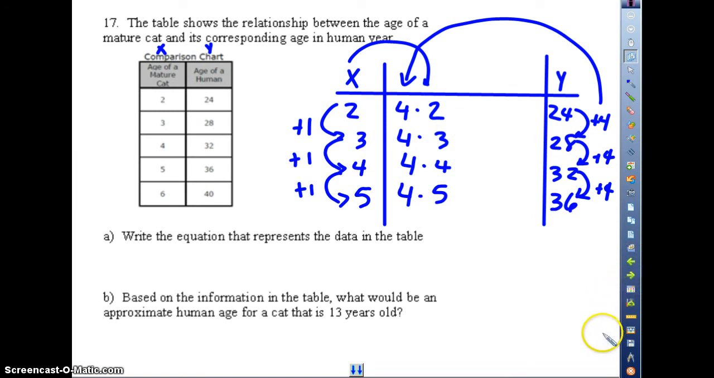You write the equation that represents the data in the table. Then once you've got your equation, it says based on the information in the table, what would be an approximate human age for a cat that's 13 years old? Once you know that, this is your x. Remember, the mature age of the cat is x. You could plug that into your equation. Of course, you could finish filling out the table, but who wants to do that when we know algebra?